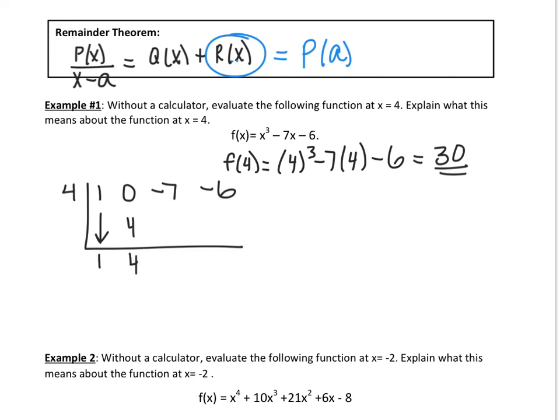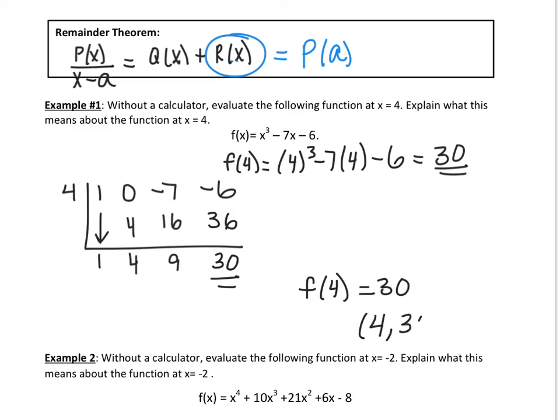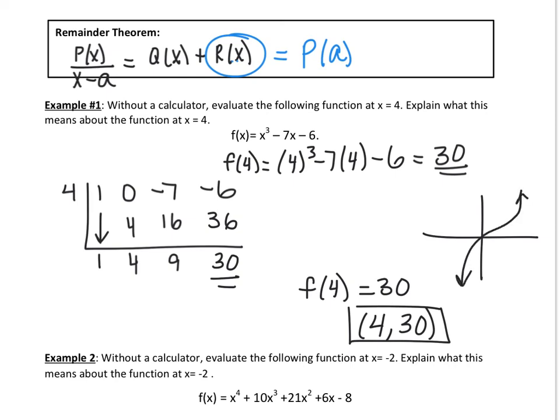Multiply the 4 and the 4, and add. Multiply the 4 and the 9, and add. Look at that, 30. So what this tells me is that f of 4 is equal to 30, or corresponding on a graph, when x equals 4, y equals 30. So this is a polynomial function, so it should look something along the lines of this. It may not go exactly through the origin, but it's a cubic polynomial function. So this point here would be 4, 30.